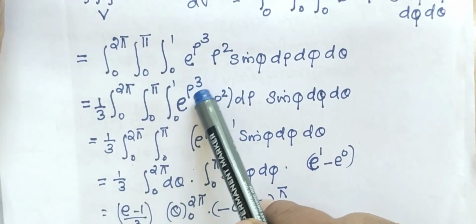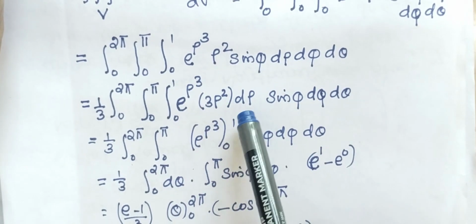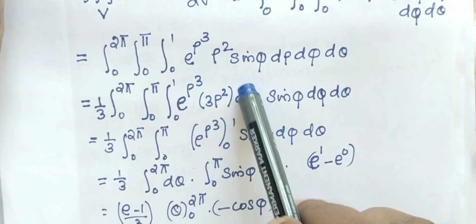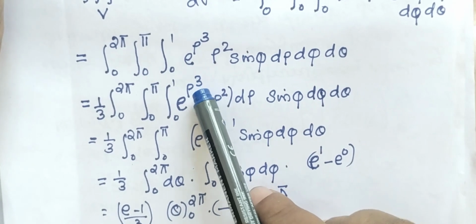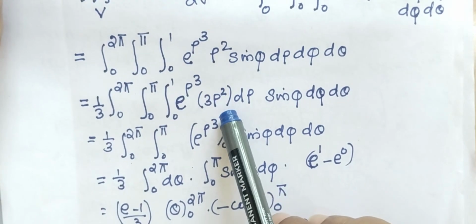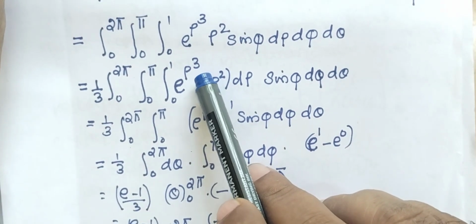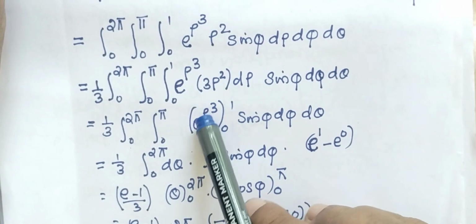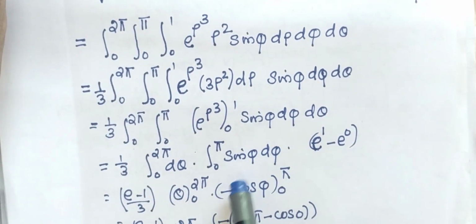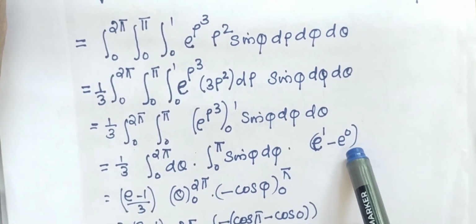If rho cube is x, then 3 rho square d rho is dx. That means e raised to x dx. If there is no dx, we cannot apply the formula. That is why we arrange this 3. So e power rho cube into 3 rho square d rho. Now this is fully e raised to x. What is the integration of e raised to x? It is e raised to x only. So e power rho cube, the limit is 0 to 1. Now we apply the limit, that is e raised to 1 minus e raised to 0. That is for rho.